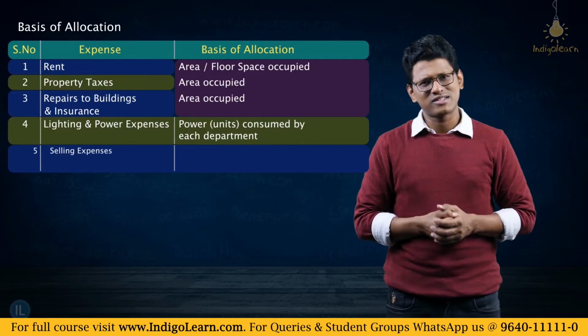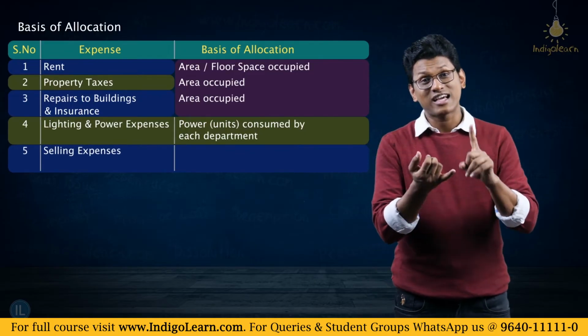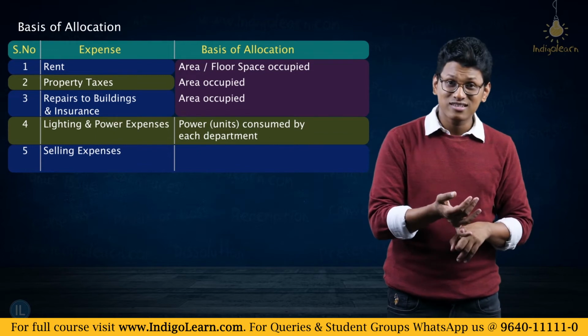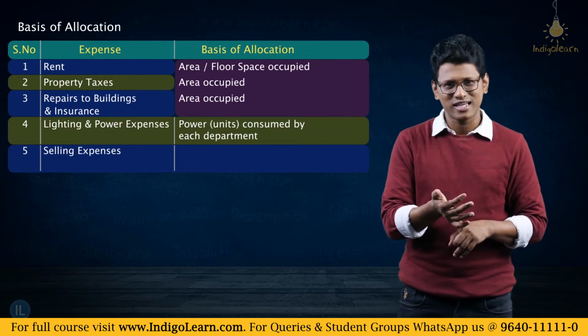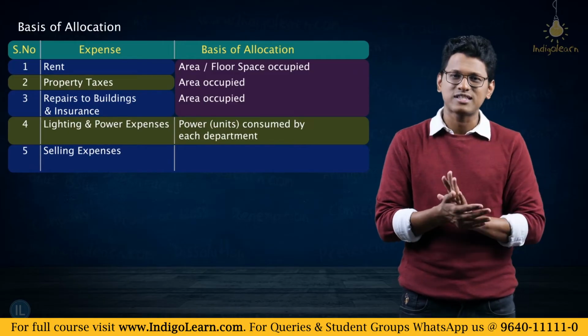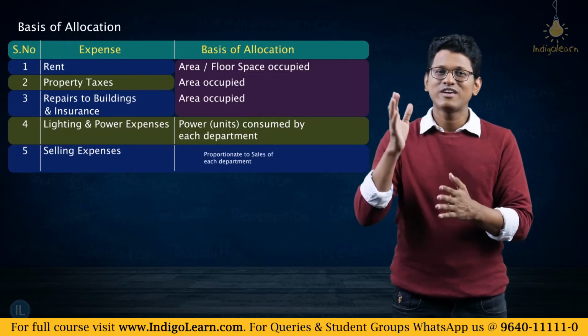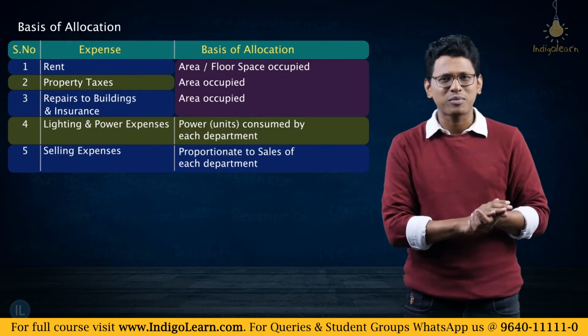Next one is selling expenses. When I say selling expenses, you are talking about selling commissions, bad debts, freight relating to sales, and so on. So all the incidental selling expenses, how should we divide? In the proportion of sales of each department.